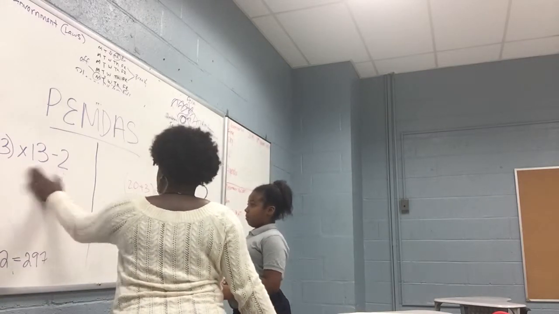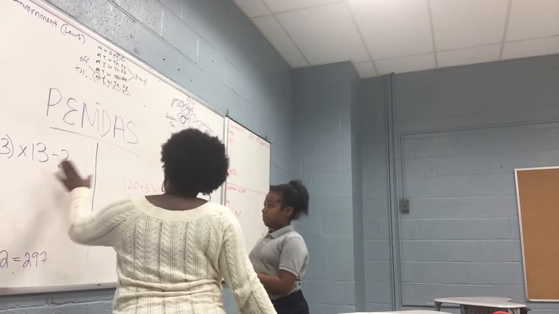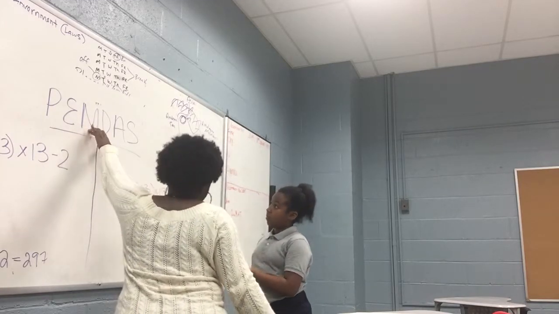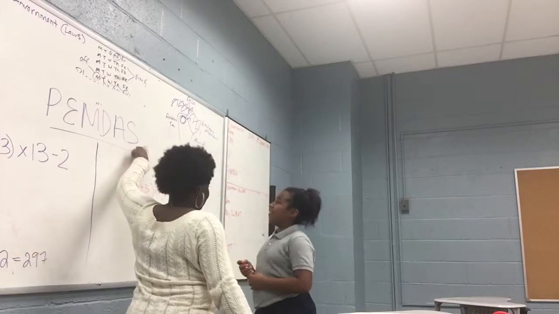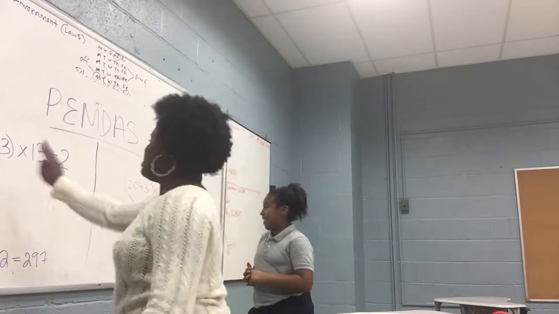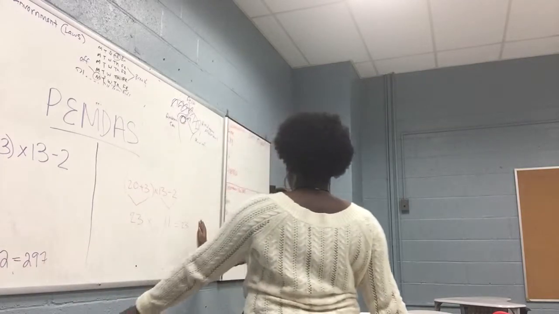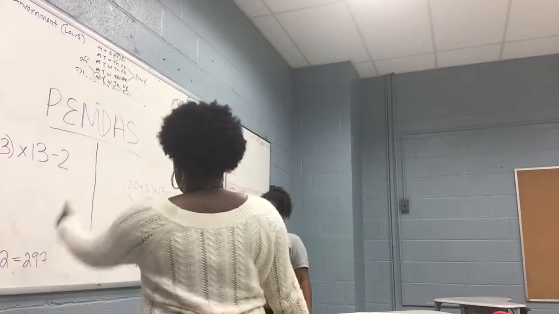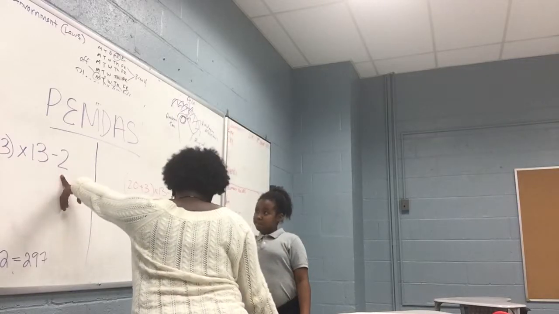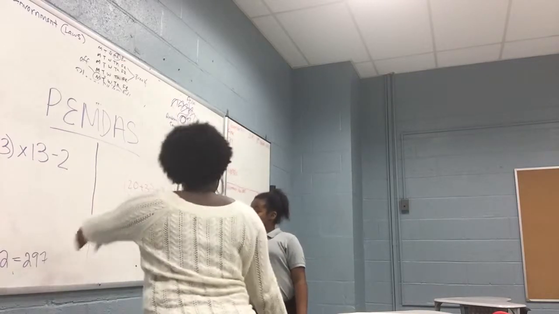You don't subtract yet. The next thing you do is always multiplication. Subtraction is last. So 23 times 13, after you multiply it out, gives you 299. Then you get 299 minus 2, and you get 297.